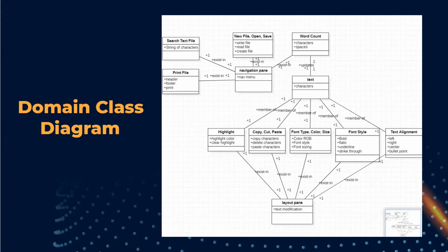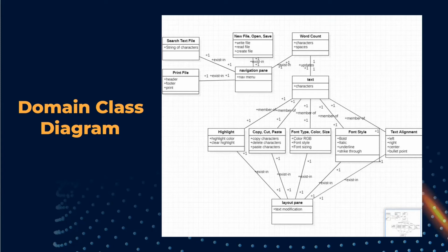And then for those four or five objects that I just named off, the layout pane is something that holds all those functionalities. So as I mentioned before, highlight, copy, cut, paste, font type, color, size, and text alignment modify the text. And then when the text gets modified, the word count changes based on those inputs that the user does.